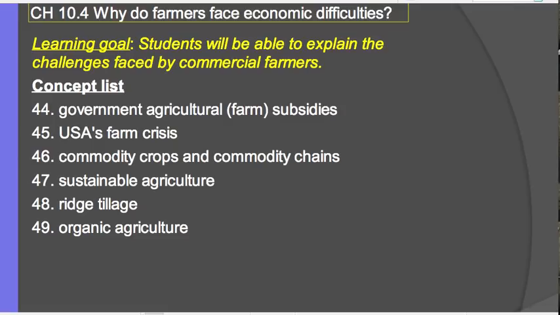Commercial farmers. And the concepts I will cover would be government agricultural subsidies. These are farm subsidies. Look at the Farm Bill. Look at the United States farm crisis that occurred in the 1980s. What is a commodity crop and what are commodity chains? What's sustainable agriculture, ridge tillage, and organic agriculture.